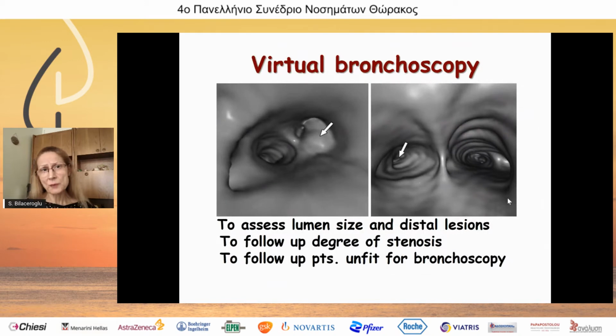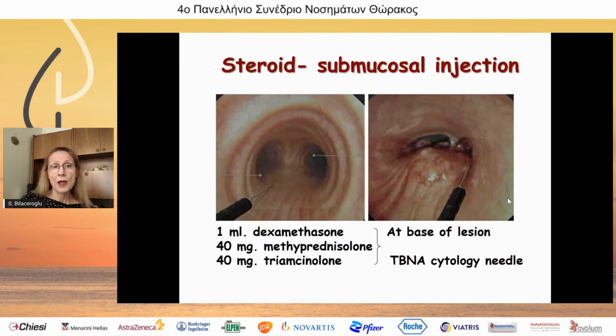We can use from time to time virtual bronchoscopy to assess lumen size and distal lesions, to follow up the degree of stenosis, also to follow up some patients that are not fit for bronchoscopy.